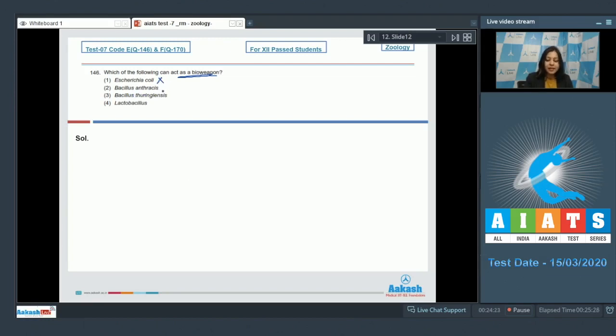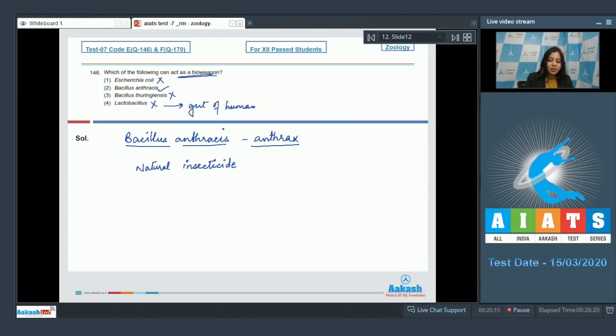Number 2, Bacillus anthracis is correct as Bacillus anthracis causes anthrax, which is a deadly disease. Number 3, Bacillus thuringiensis is also incorrect as toxins from Bacillus thuringiensis are used as natural insecticides. Number 4, Lactobacillus is also incorrect as Lactobacillus also lives in the gut of humans and is not harmful. So the correct answer as a bioweapon becomes option number 2.